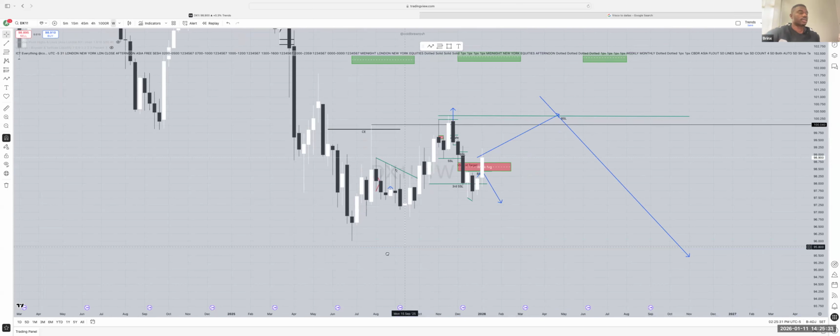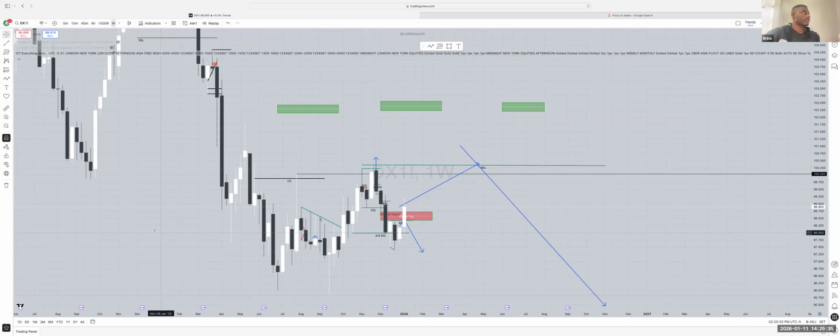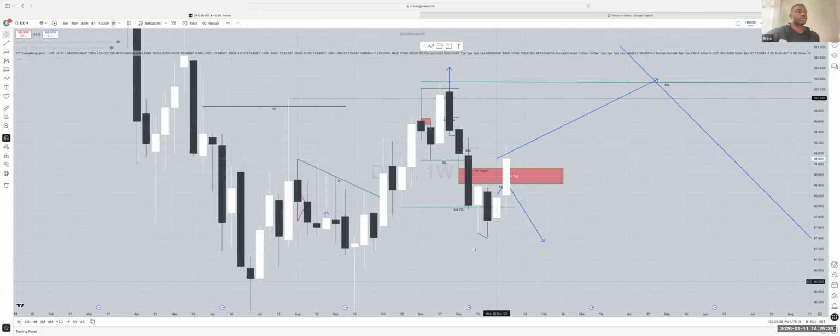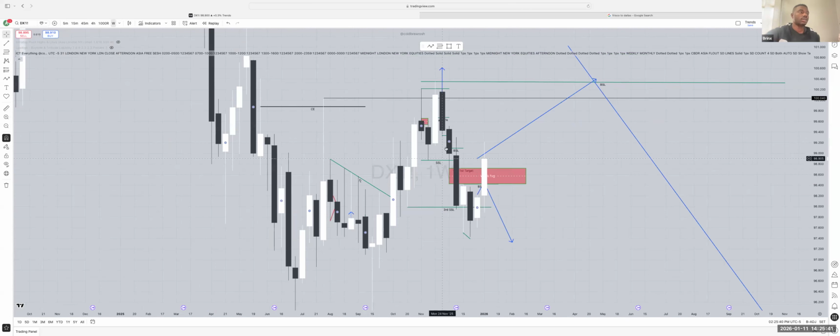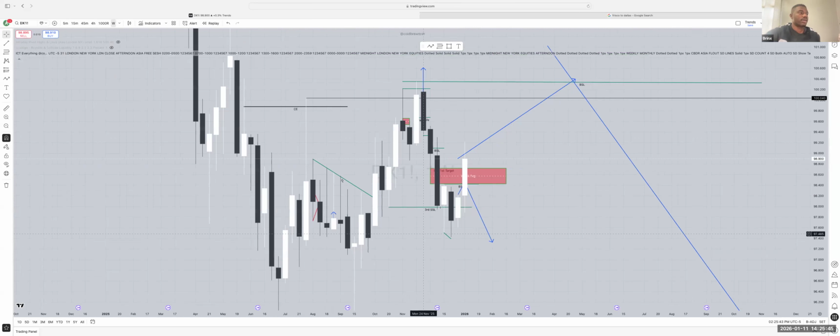So again, there's levels here that we need to pay attention to that are probably more important than looking at the bigger picture right now. So if we look at the weekly time frame, what just happened? Well, we came down to this low right here, right? We swept this liquidity here.